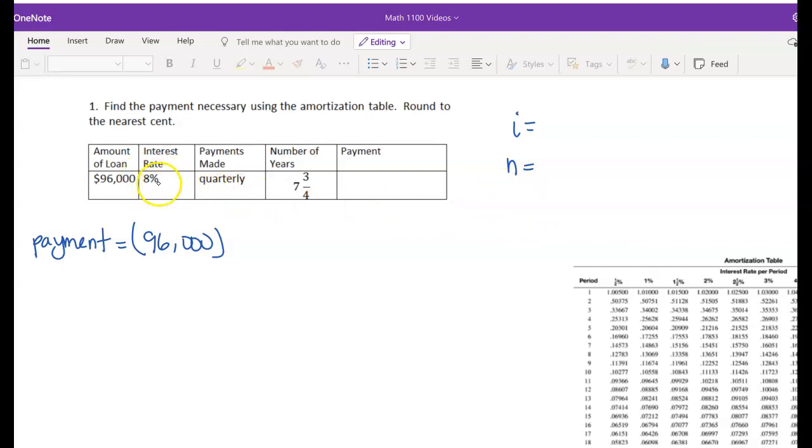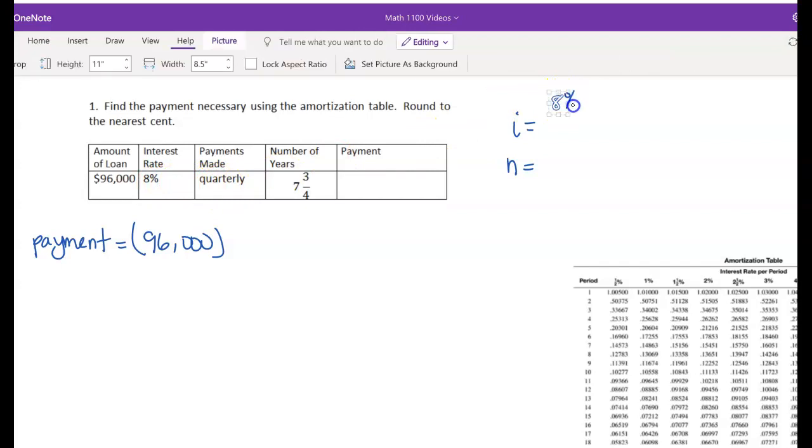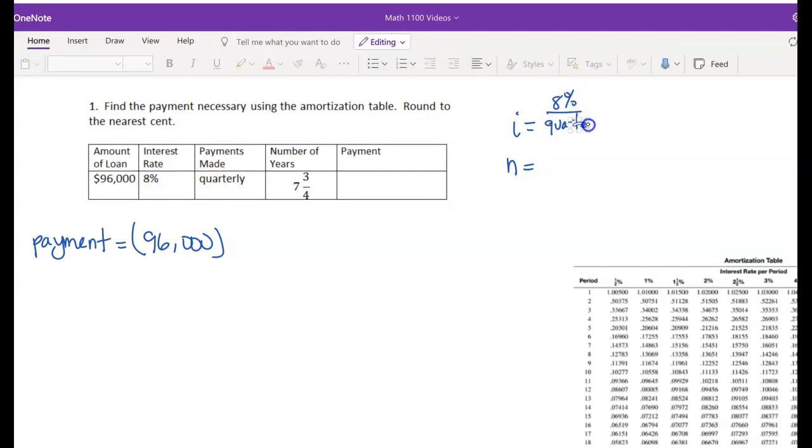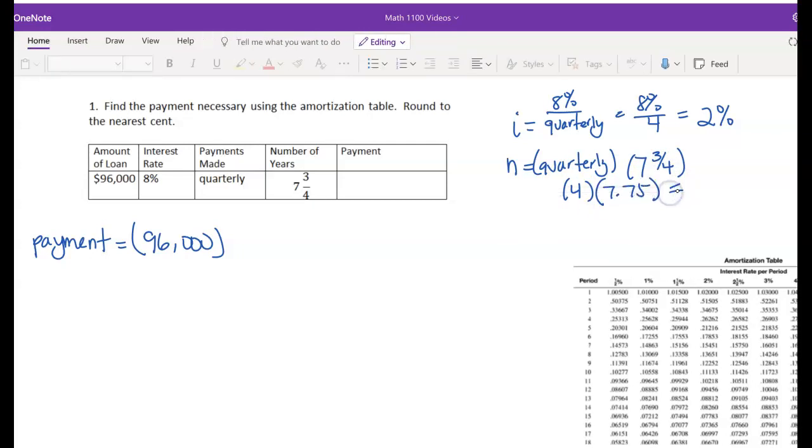I'm going to take the 8% rate and divide it by quarterly. And quarterly means 4. So I'm going to look down the 2% column. If we want to find the N, the row, we're going to make our payments quarterly, and we're going to do that for 7 3/4 years. So quarterly is 4, and 7 3/4 is 7.75 as its decimal equivalent. And I end up finding that as 31 different payments, and that's our row. Here was our column.